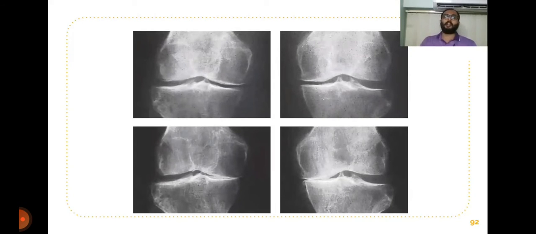This X-ray tells the difference between weight bearing X-ray and non-weight bearing X-ray. This is the X-ray of the same patient with non-weight bearing AP and weight bearing AP. See the difference.